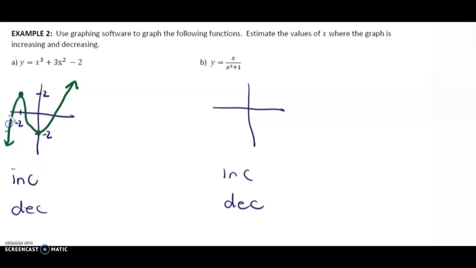We're increasing this entire time from negative infinity all the way to -2, not including either, because we can't ever reach infinity, and at -2 the slope is 0. Okay, and then we start to decrease. So we decrease on -2 to 0. And then we increase again on 0 to infinity.